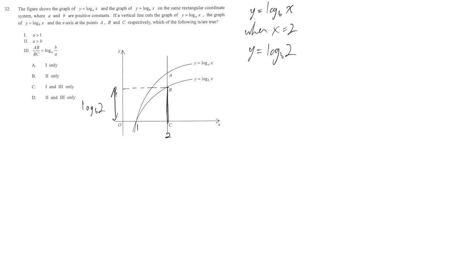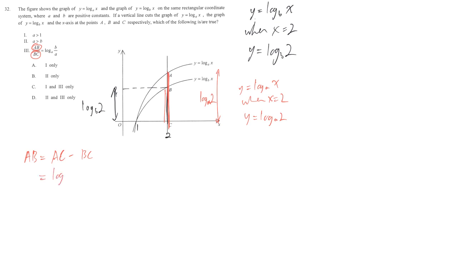For a similar reason, if we consider this line, y is equal to log base a of x. When x is equal to 2, then y is equal to log base a of 2. So this line is log base a of 2. Our mission is to compare AB with BC. So we want to find AB first. AB means the longer line minus the shorter line here. So that means AC minus BC. We just continue to calculate.